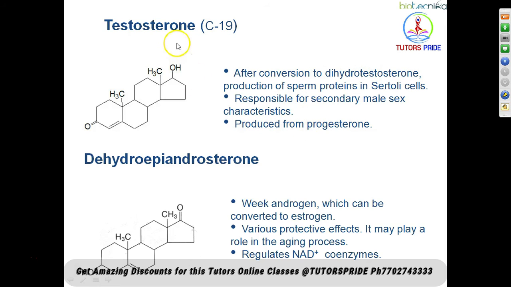Okay, anyway. So testosterone is C19, and dehydro. As you can see, this one is testosterone. What is the work of testosterone? After conversion to dihydrotestosterone, it produces small sperm proteins in Sertoli cells, and it is responsible for secondary male sex characteristics and is produced from progesterone. This testosterone is produced from progesterone, and it is responsible for the secondary male sex characters.